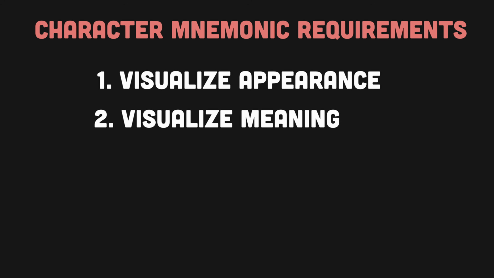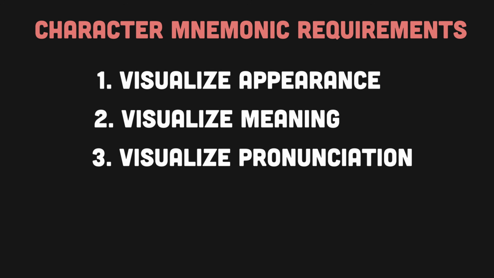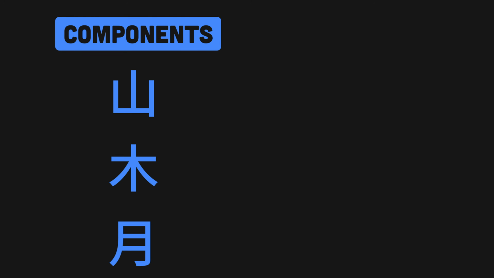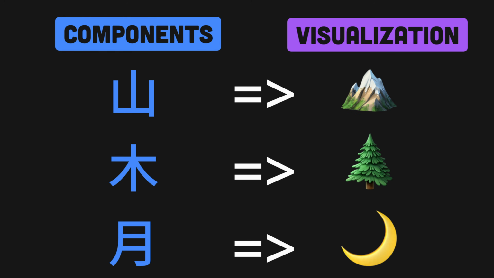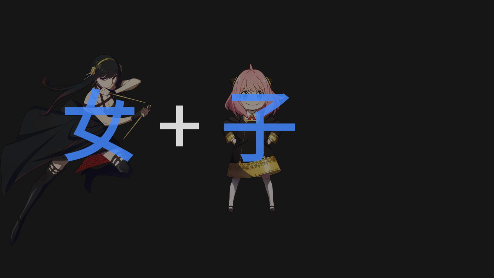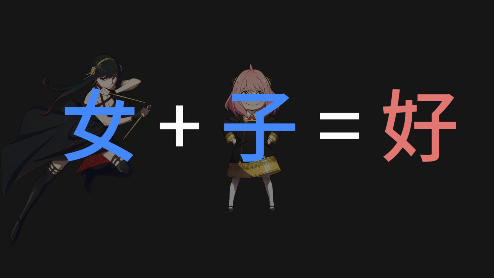To use this method for Chinese characters, we need to find a way to mentally visualize the appearance, meaning, and pronunciation of the character in a way that is memorable. Let's cover how to do just that. To visualize the appearance of a character, we can visualize objects that represent the components within it. For the character Hao, we can visualize a woman and child in our scene. The presence of those two objects will help us recall the associated components and thus the appearance of the character.